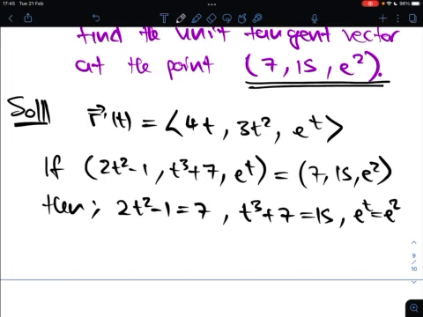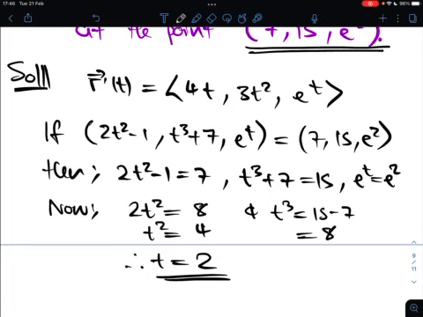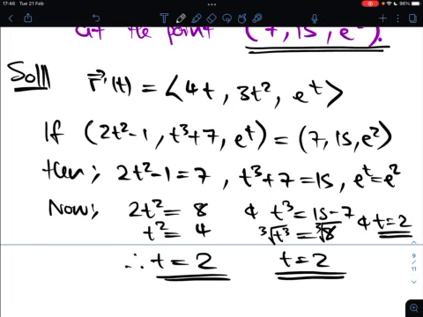You see that? So let's try the first equation. From 2t squared minus 1 equals 7, we get 2t squared equals 8. So t squared equals 4. Therefore, we can see that t equals 2 here at this instant. You see that? And also here you can see that t cubed equals 15 minus 7, which is equal to 8. So when you cube root both sides, you still get that t equals 2. Then here, the other side, you can see simply that t is 2 because the bases are the same.